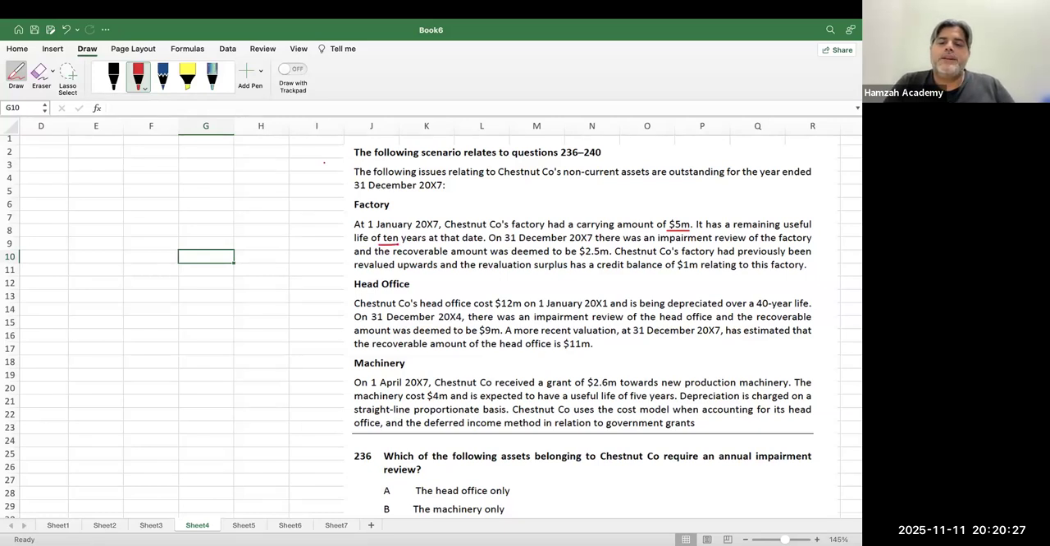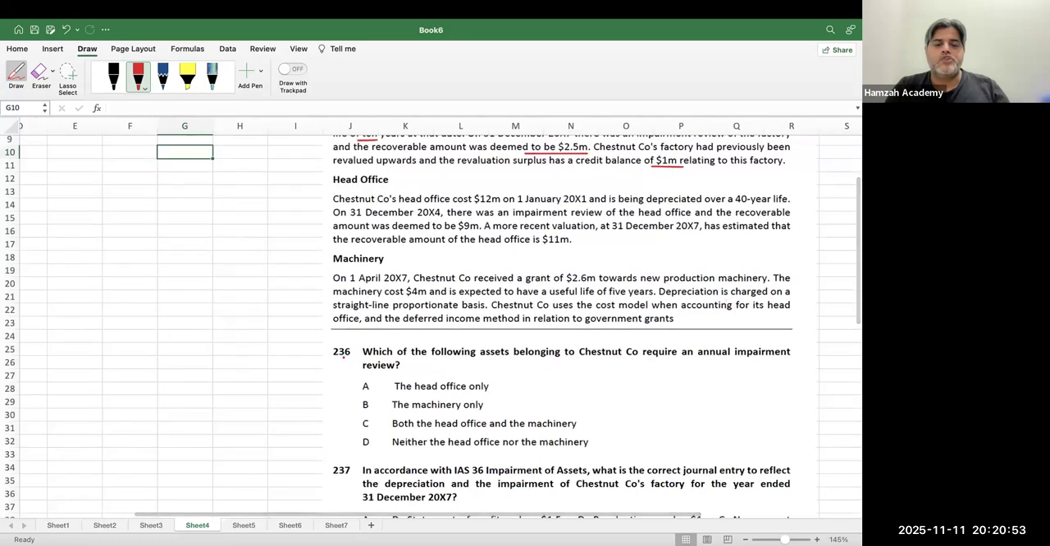On 31st December 2007, there was an impairment review of the factory and the recoverable amount was deemed to be 2.5 million. Chestnut Company's factory had been previously revalued upward and the revaluation surplus has a credit balance of 1 million relating to the factory. Then we have the head office and the machinery as well. So the first question is, which of the following assets belonging to the Chestnut Company required an annual impairment review?